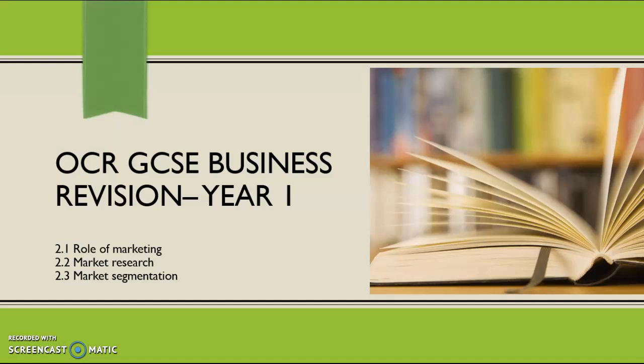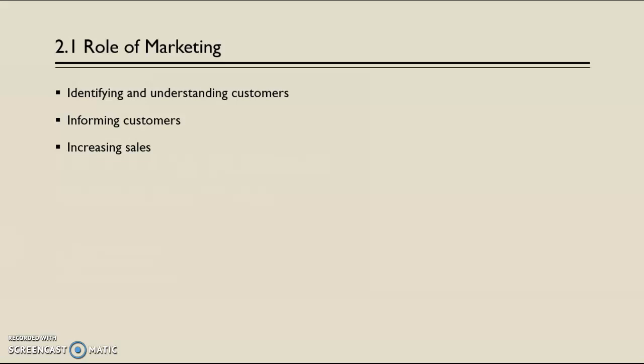Okay, so we're moving on to marketing now. This first presentation for OCR GCSE Business Revision from Year 10 covers 2.1.2.3, or at least I hope it does. We've only got 15 minutes maximum, so let's get going.